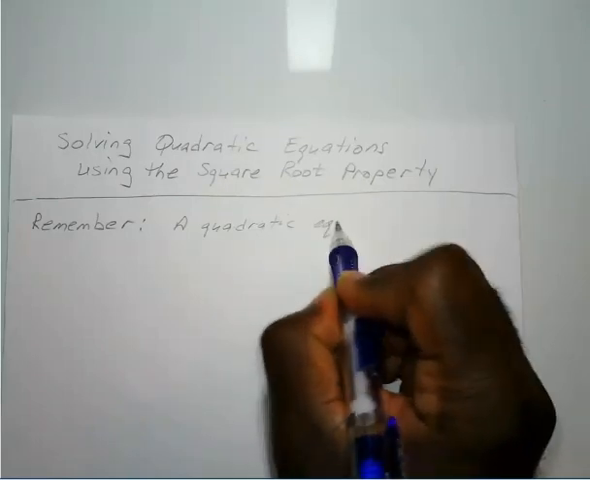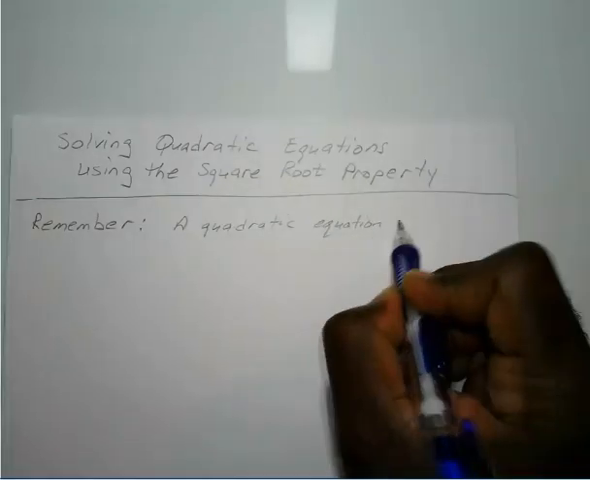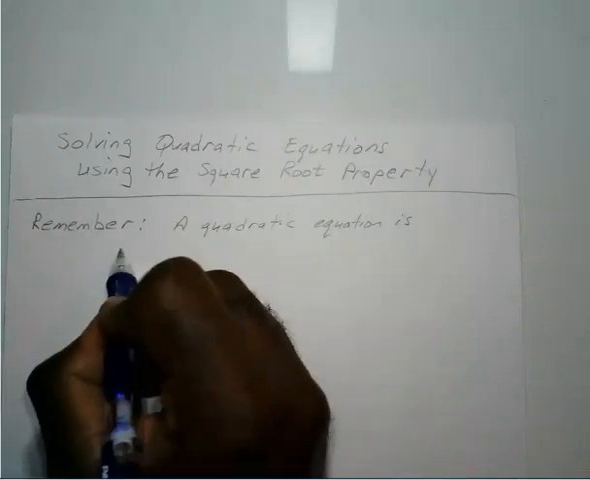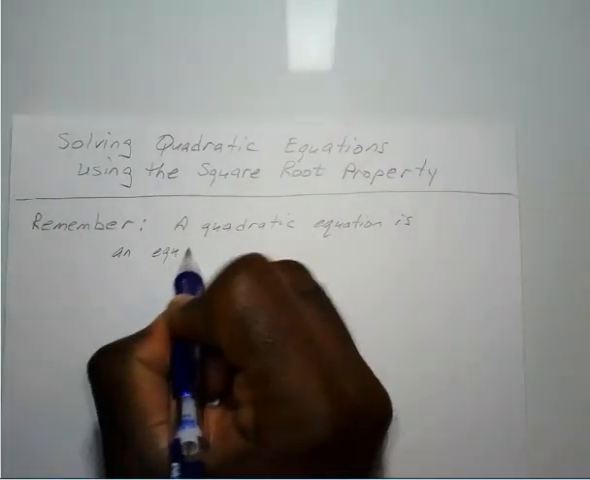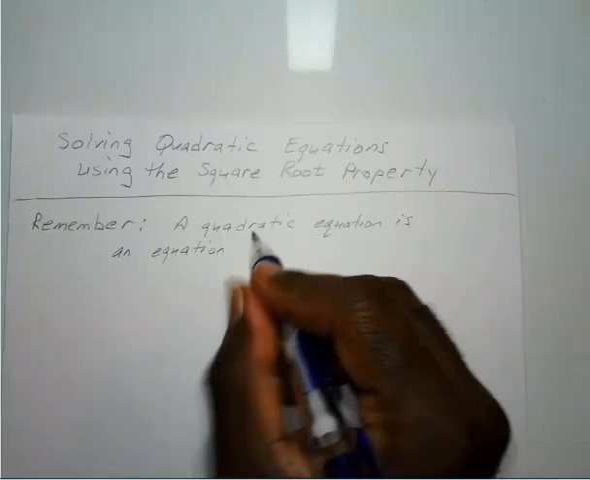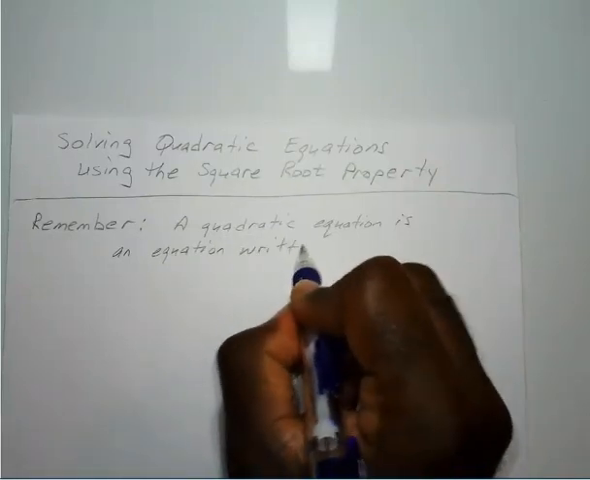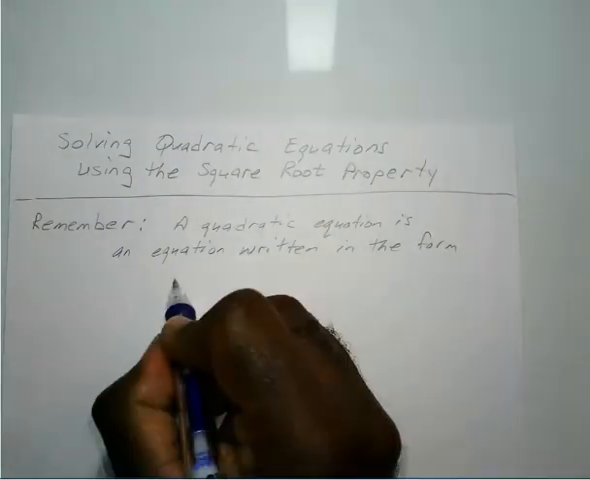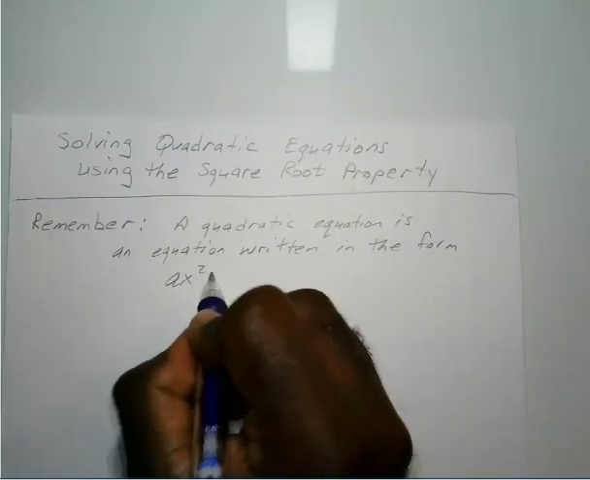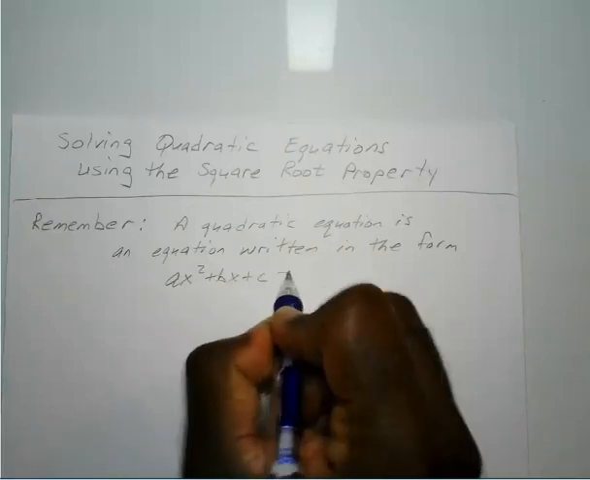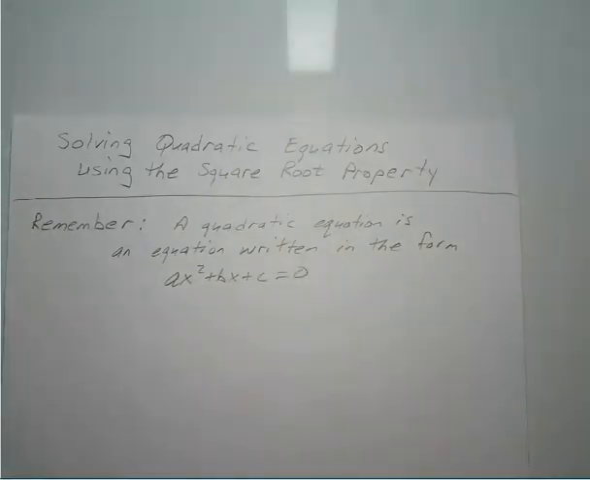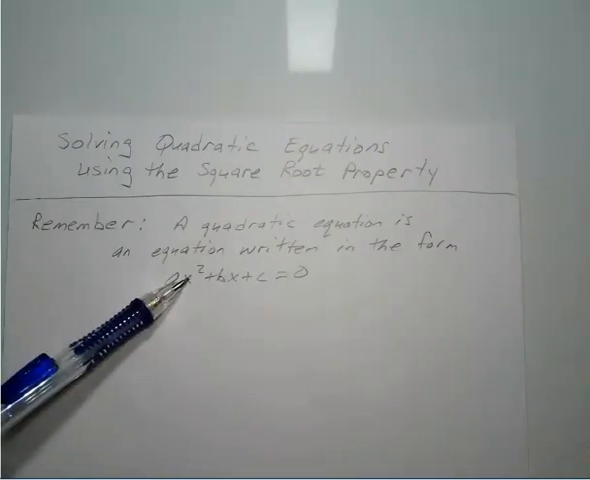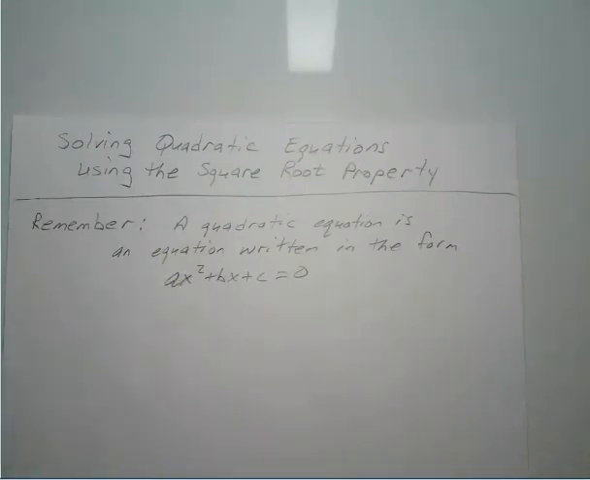A quadratic equation is an equation written in the form ax squared plus bx plus c equals 0. Okay, so in other words, it's just where your highest exponent is basically a 2 for any of your variables.